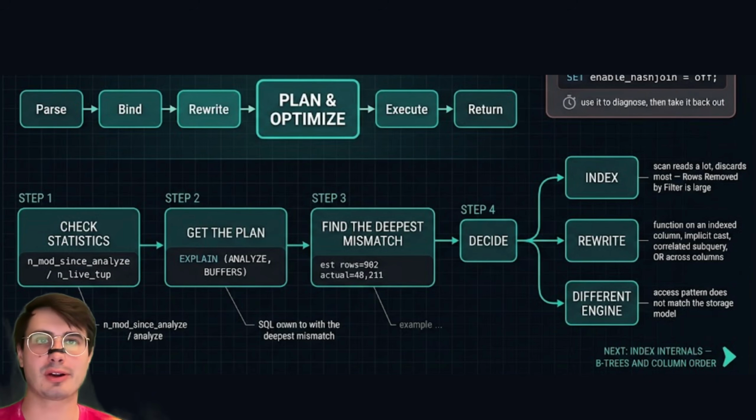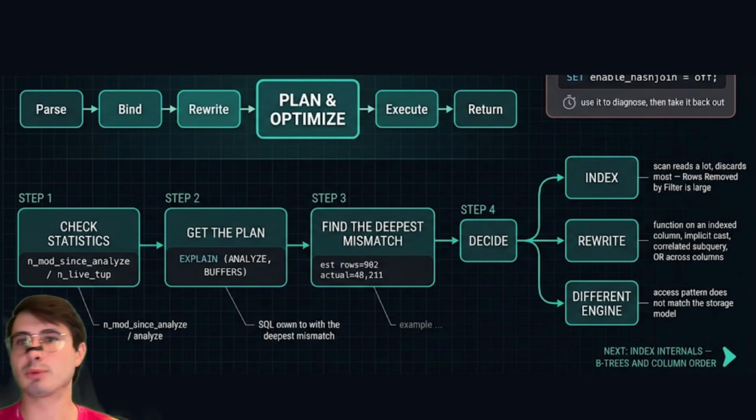Then there are 3 join algorithms: nested loop for a small outer side with an indexed inner side, hash join for large equality joins, merge join for data that's already sorted. Nested loop is the one that degrades catastrophically on a bad estimate. So read a plan inside out, compare estimated rows to actual rows, and multiply by loops. The 3 red flags are a large estimate versus actual gap at the deepest node, anything spilling to disk, and a nested loop with a huge loop count.